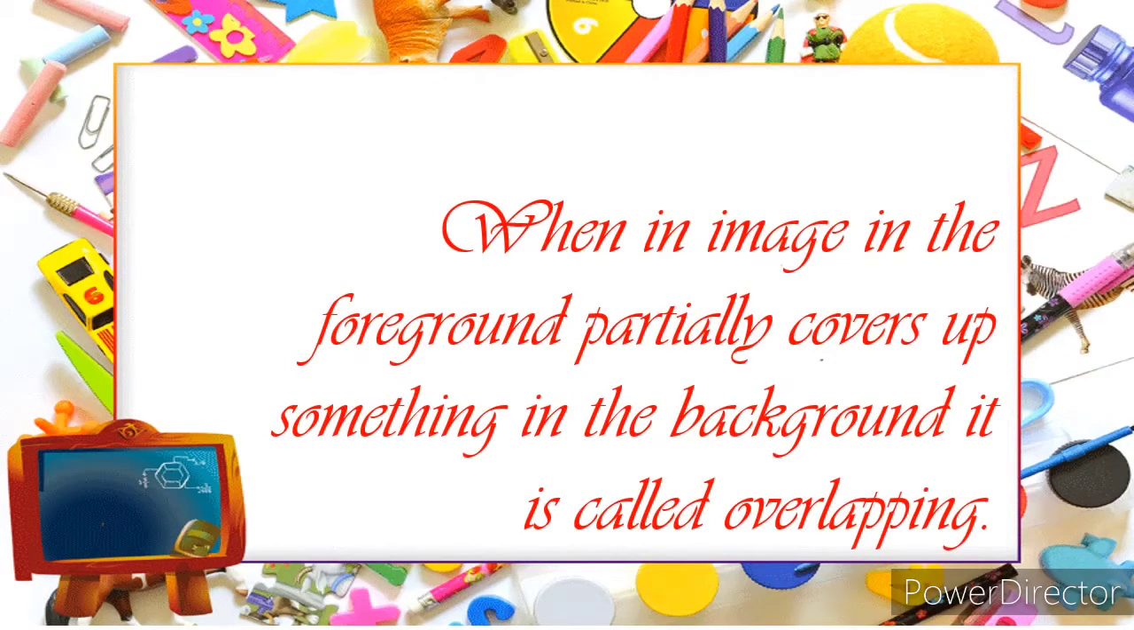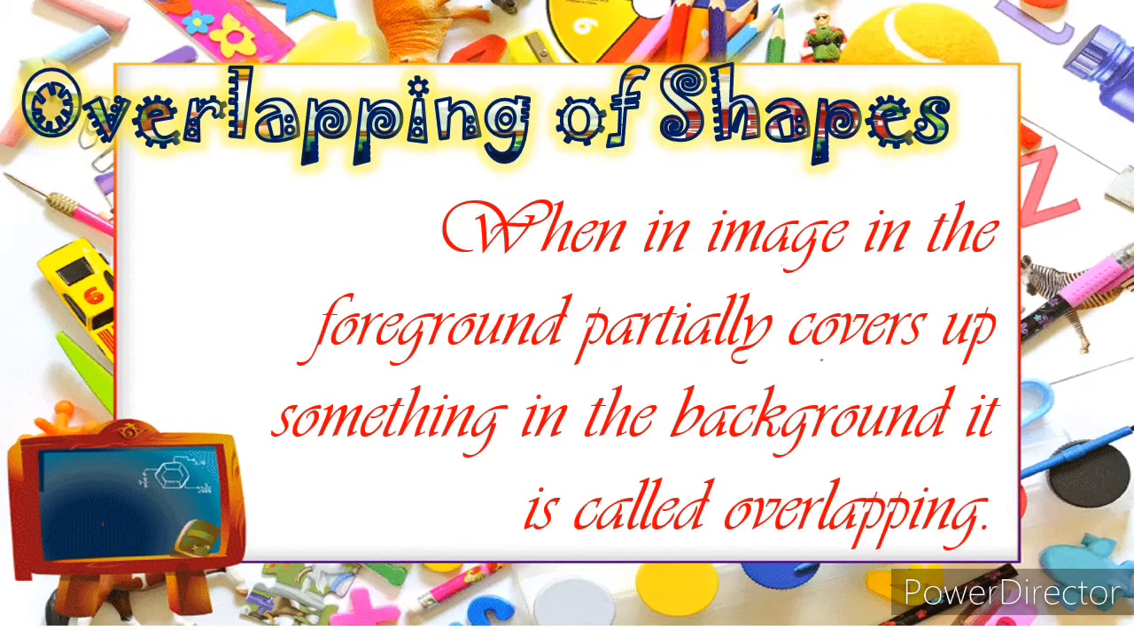Let's proceed to another form of shapes. Overlapping of shapes. It is when an image in the foreground partially covers up something in the background. It is called overlapping. It is the placement of objects over one another. Thus, it gives the illusion of depth in the image or artwork.